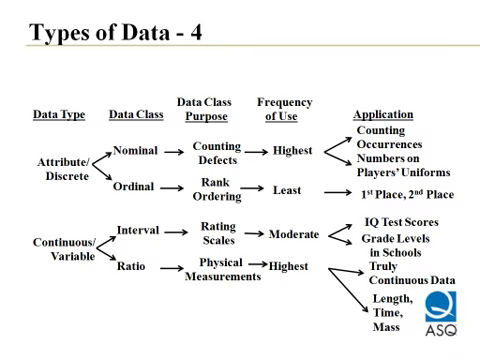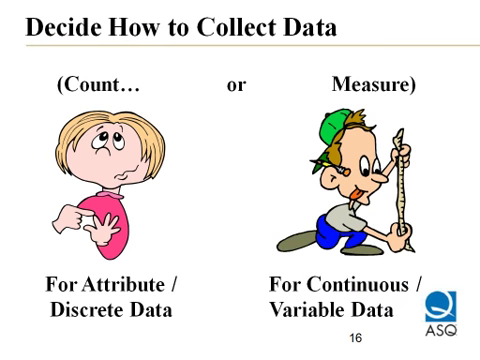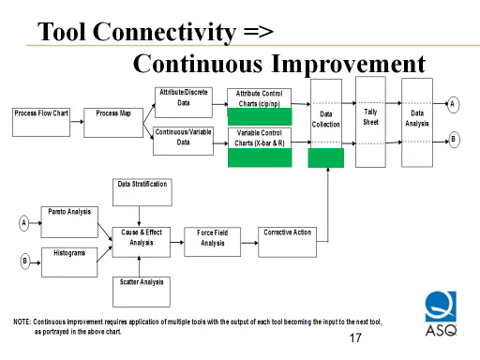Anyhow, moving on, we have to decide how we're going to collect the data. We're either going to count it or measure it. Now, for attribute or discrete data, this lady on the left has decided to count. And for measuring, the gentleman with the tape measure and the pencil over his ear and his tongue hanging out is going to use that particular methodology for continuous or variable data. Now that we've got that idea taken care of, let's move on.